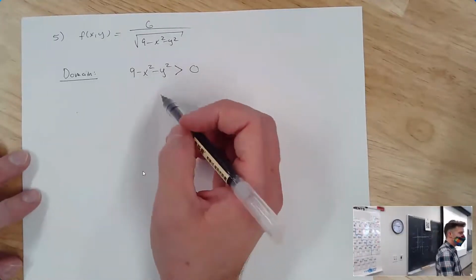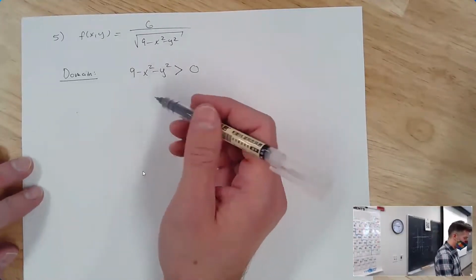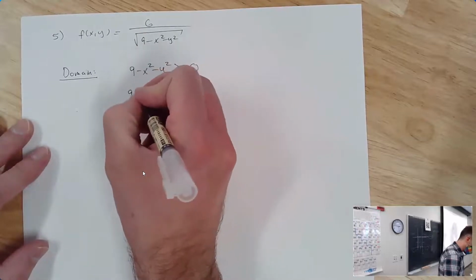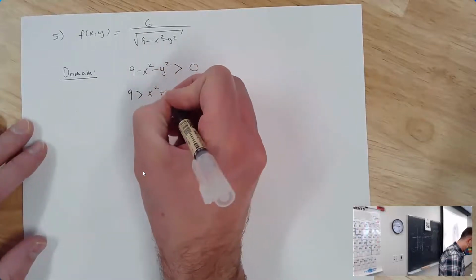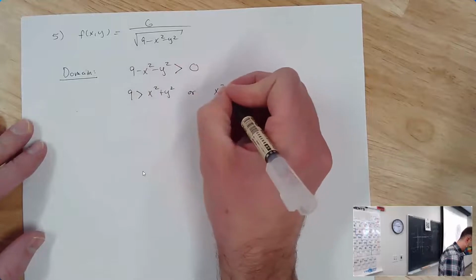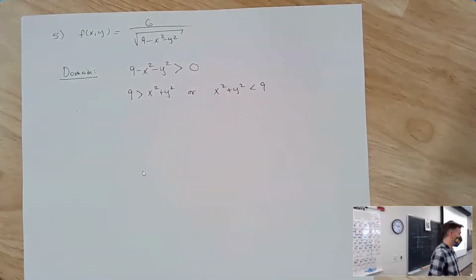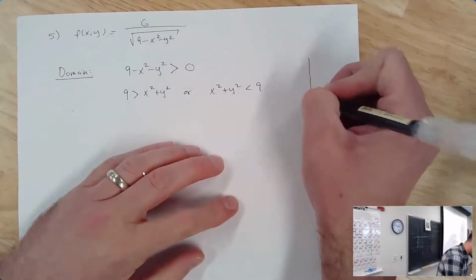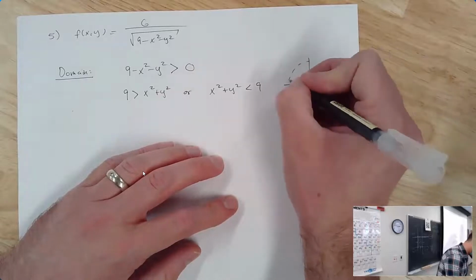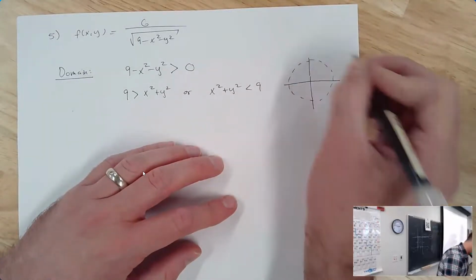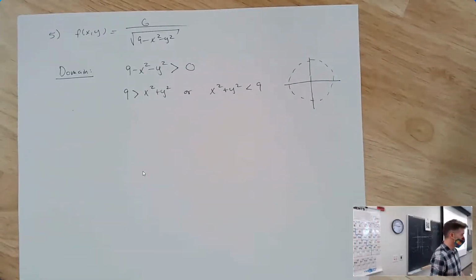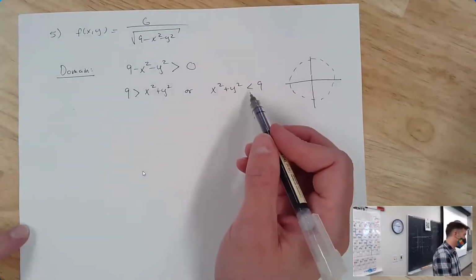I see an x squared plus y squared. So I'm going to rewrite this as 9 bigger than x squared plus y squared. Or if you prefer, x squared plus y squared less than 9. If I was asking this question on a test, I would probably ask my students to graph the domain. Sure thing. It's a circle of radius 3, but not including the boundary, because it's not less than or equal to.